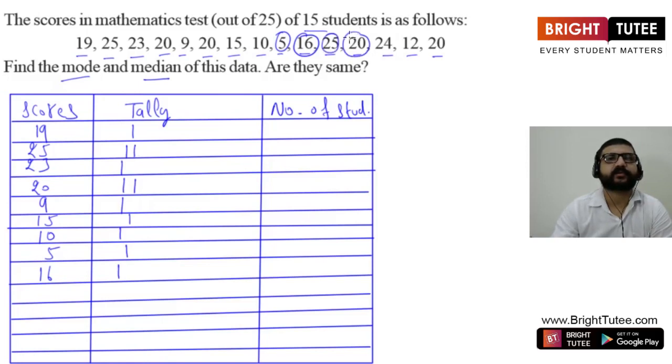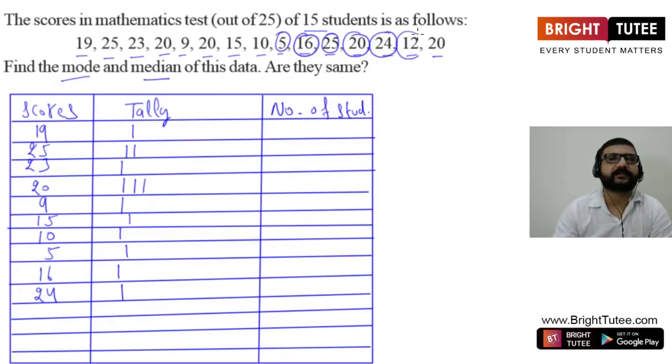And then we have 20. Have we already written 20? Yes, it's here. So we will just mark one tally bar in front of 20. And after 20 we are having 24. We have not written it yet. So let's write it and we will mark one tally bar in front of 24.